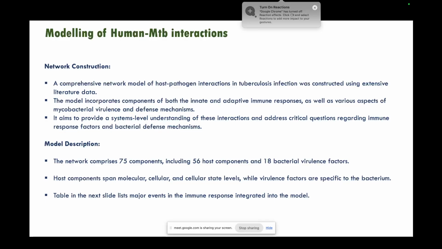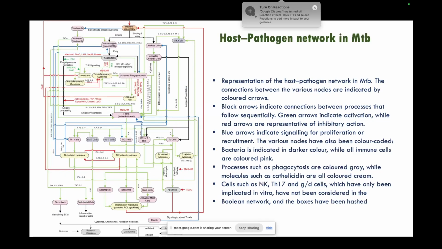So the bacteria will have certain proteins that will be interacting with the human cell receptors and human proteins. Some of the human proteins will also be interacting with the bacterial cells and receptors and other signaling components, right? In this case, the model has 56 host components and 18 bacterial components. The host components span molecular, cellular, and cellular state levels, while virulence factors are specific to the bacterium. So I put the table in the next slide.